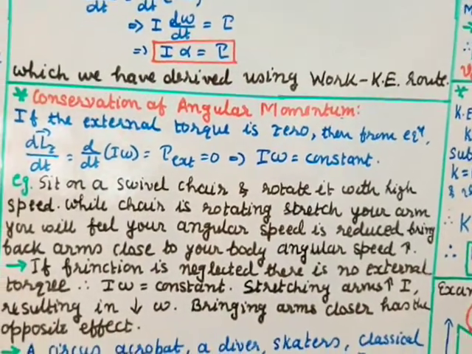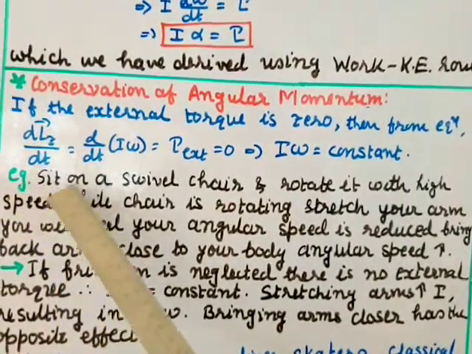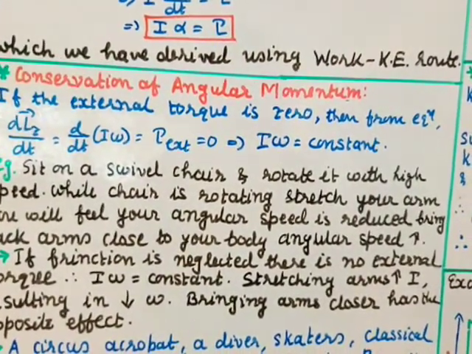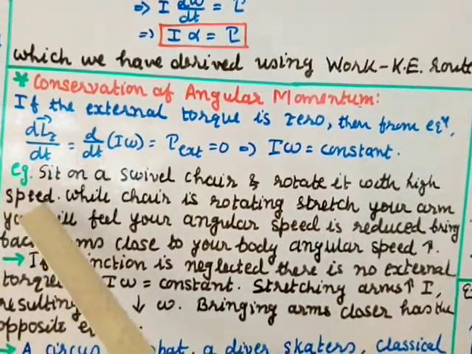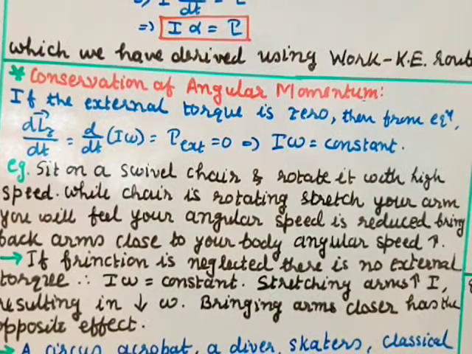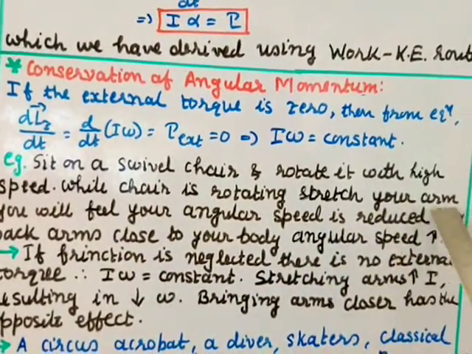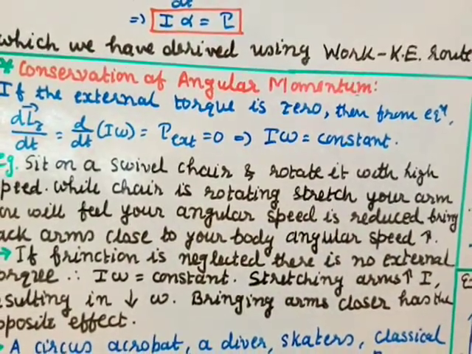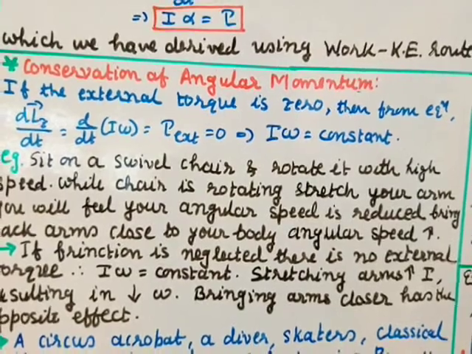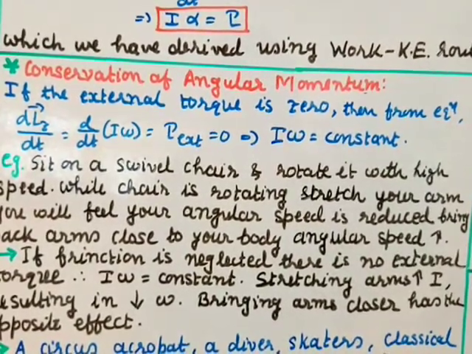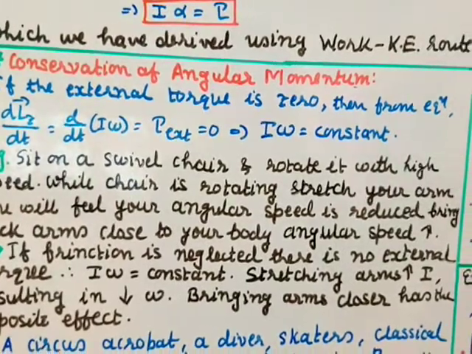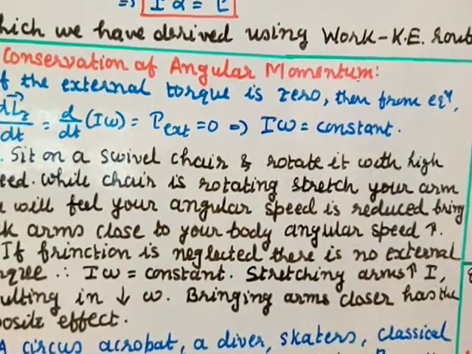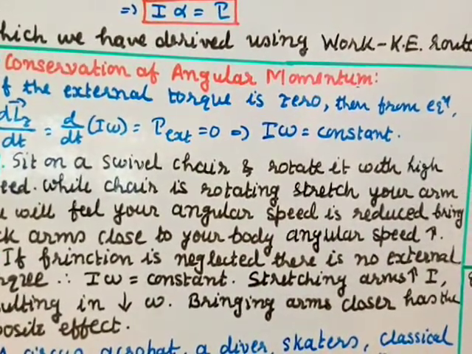Let us try to understand this by an example. Sit on a swivel chair. A swivel chair has wheels and it will rotate. After sitting on it, start rotating it with high speed. While the chair is rotating, stretch your arms, and you will feel that your angular speed is reduced. That means the speed becomes less.